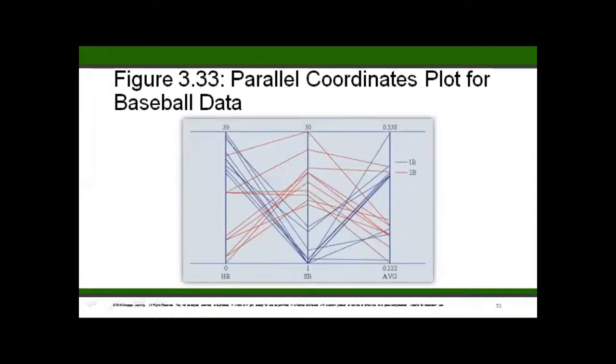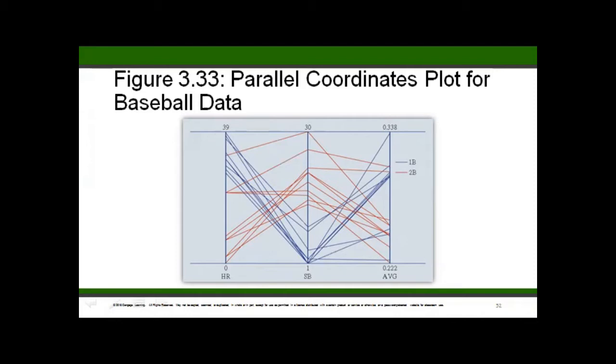This figure displays a parallel coordinates plot for a sample of Major League Baseball players. The figure contains data for 10 players who play first base and 10 players who play second base, represented by 2B and 1B.